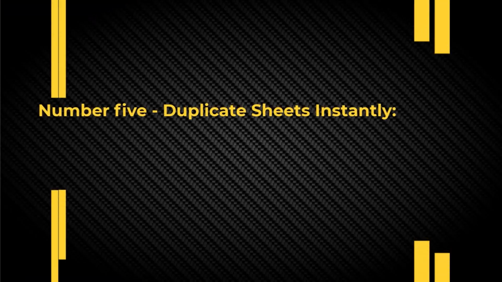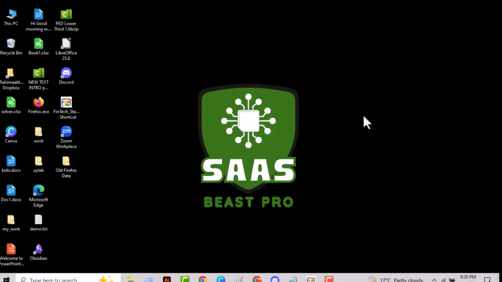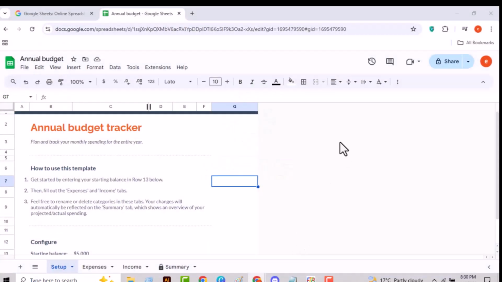Number 5, duplicate sheets instantly. Duplicating sheets instantly saves time when reusing layouts, formulas, or reports. This hidden feature helps you scale your workflow quickly, making spreadsheet management faster and more efficient. All right, let's get into the steps.